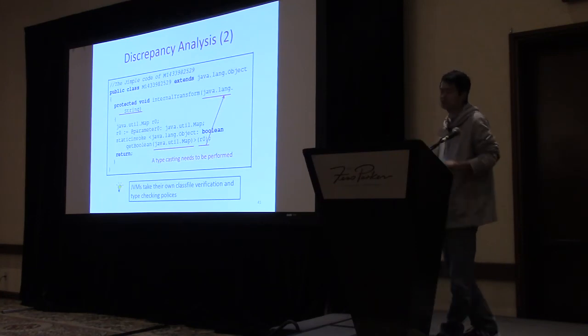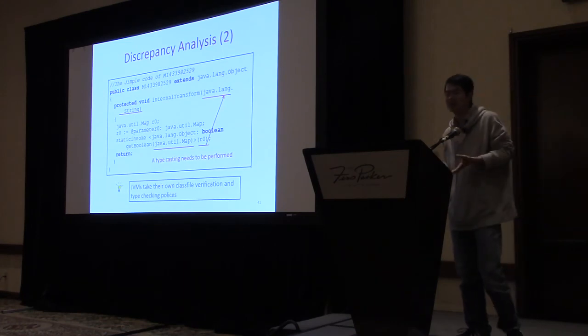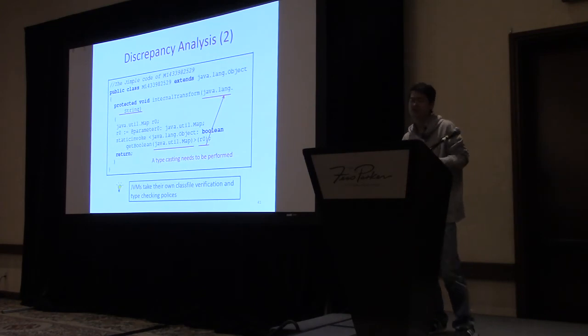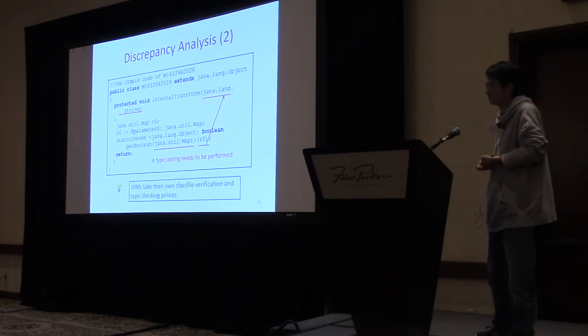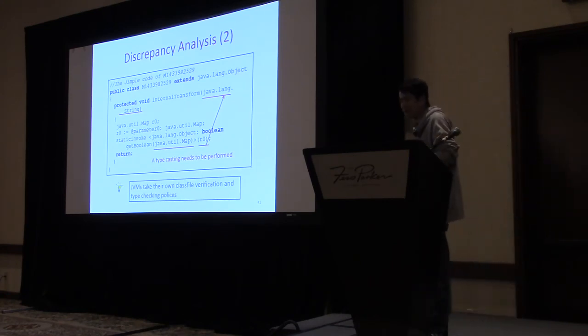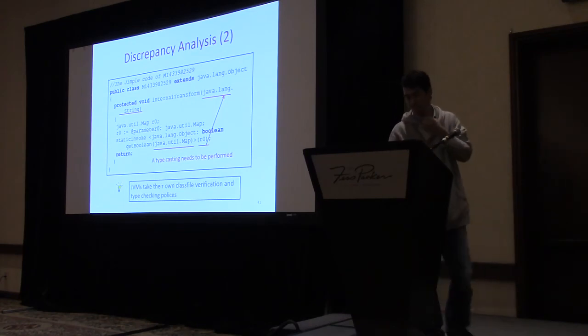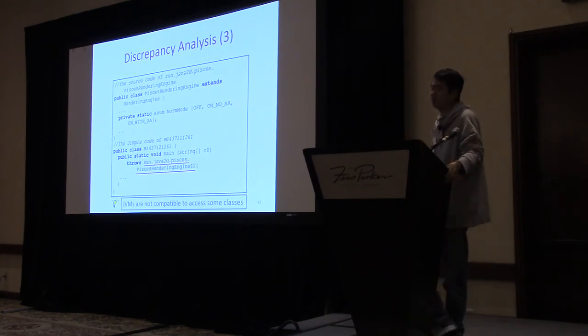And GIJ throws a verification error for this class because it believes that it's unsafe to perform a typecasting between a string and a map, and the hostbot does not report any error for this. It denotes that the JVMs take their own classifier verification and type checking policies. JVMs are not compatible in accessing some classes.